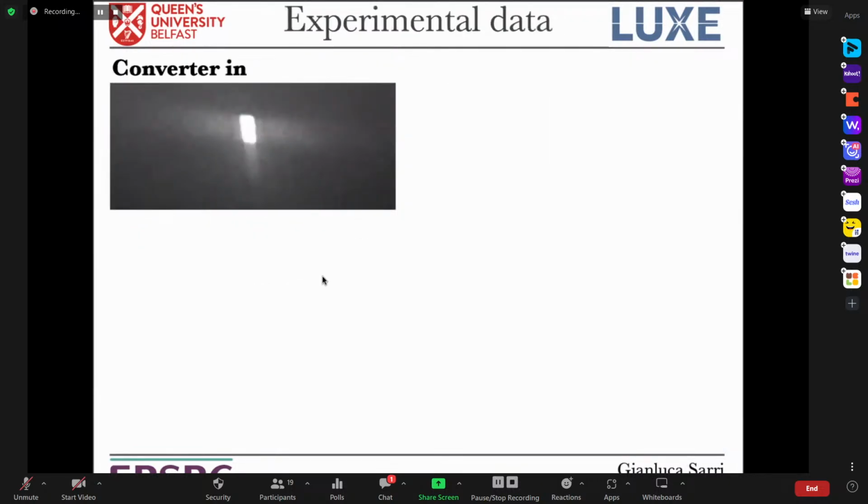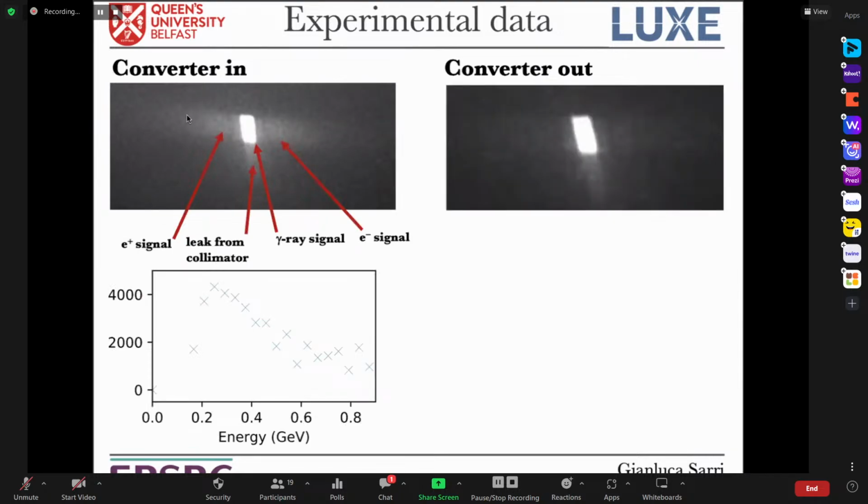This is some experimental data. If you look at the signal that you record on the Lanex, the scintillator at the end of the spectrometer, you have the main gamma ray straight through, which is this rectangular bright spot. It's rectangular simply because that was the shape of the collimator that we were using. Then on either side, you get the signal that you're interested in, which is the electrons and positrons on either side of it. And this signal disappears if you take the converter out.